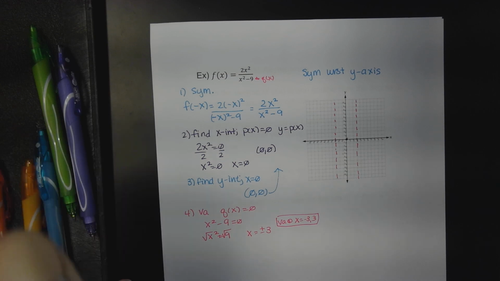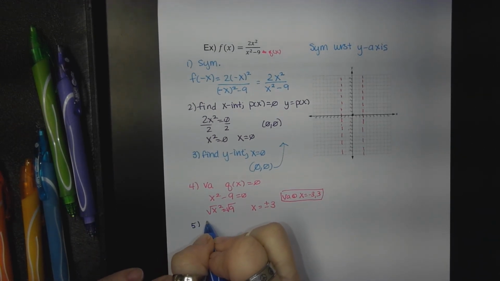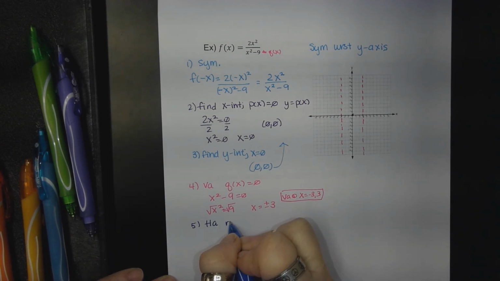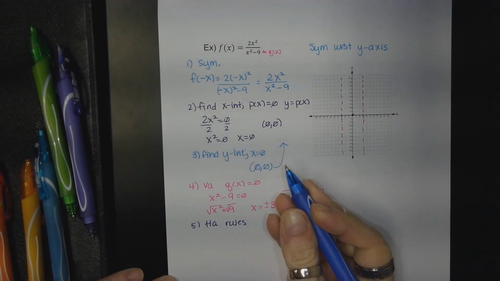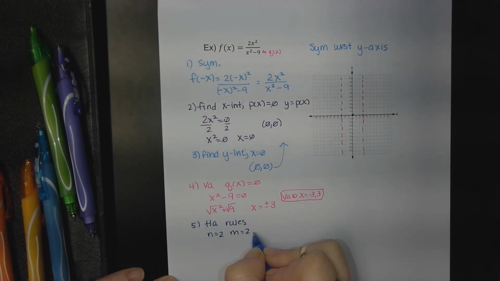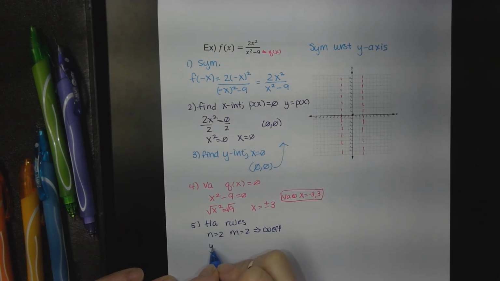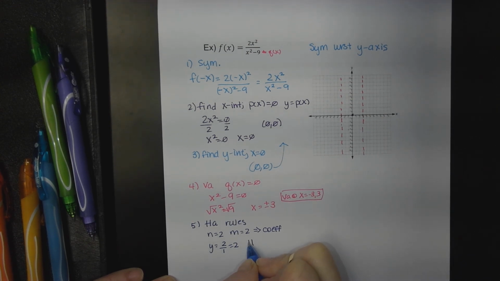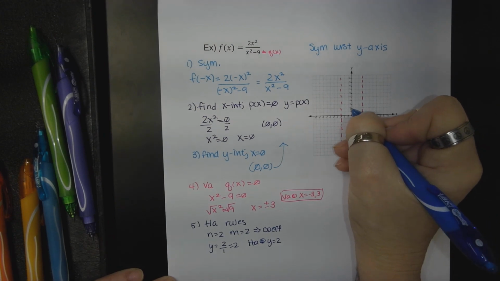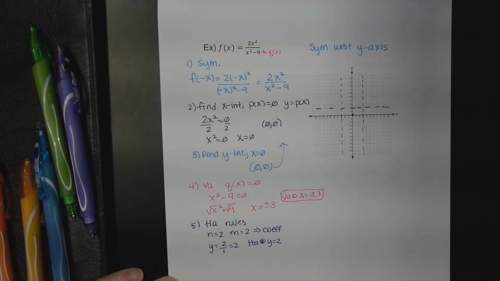Now let's find our HA. This is where we use our rules, right? So what's my power? N equals 2, M equals 2. This implies the ratio of coefficients. So y equals 2 over 1, or 2. So my HA is at y equals 2. So go up here to 2. This one's horizontal. Beautiful.